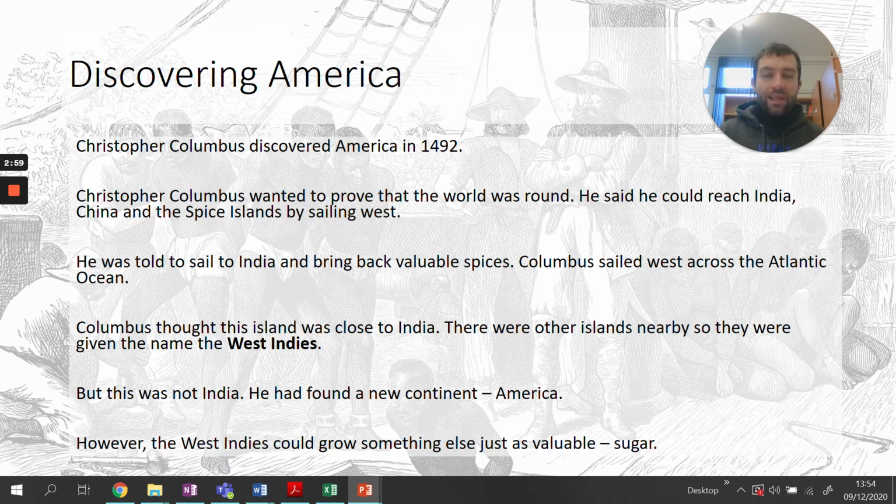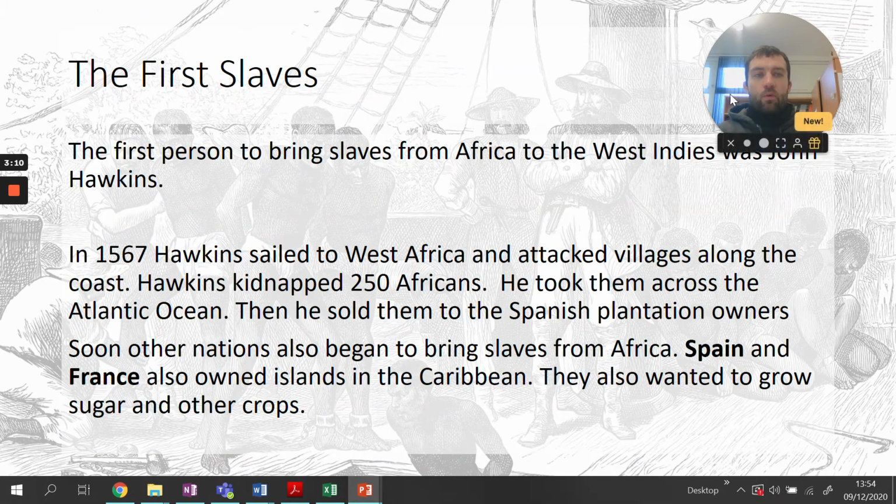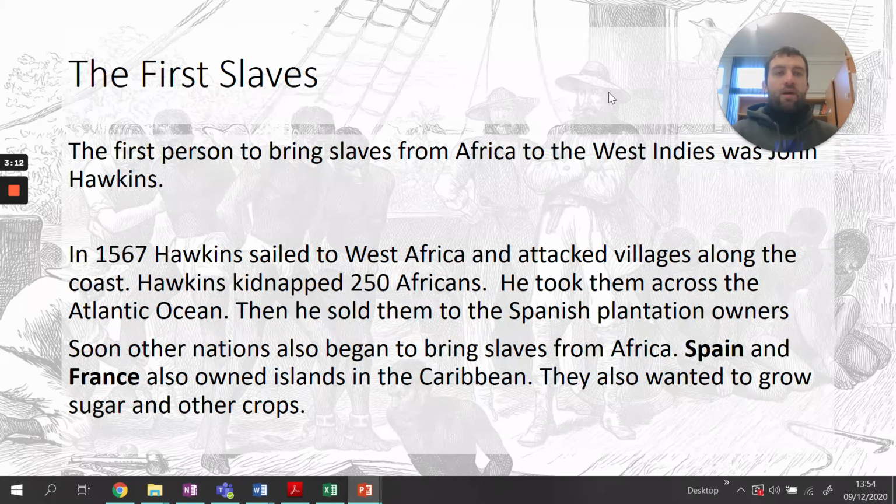But the West Indies could grow sugar. So when he was looking for spices, he found places that were growing sugar crops. Sugar was so valuable because it makes our food taste much better. So people wanted plantations, or farms, in the West Indies to grow sugar and take it back to the UK and France and Spain and sell it and make money from it.